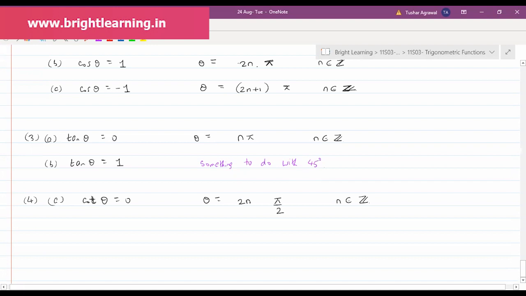How to write an odd number? An odd number I can write as 2n plus 1. N can be negative also. Now n can be negative, positive, or anything. 2n plus 1, pi by 2. Again, cot theta is equal to 1, something to do with 45 degree. Don't go along the y-axis or something like that.